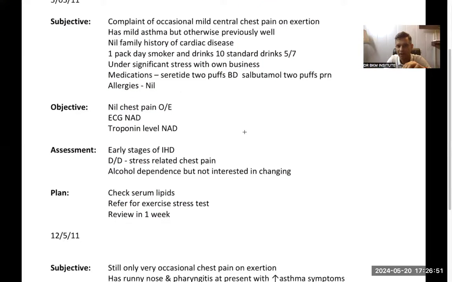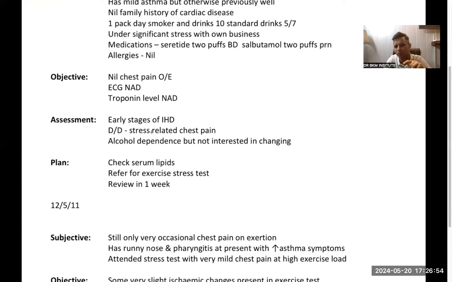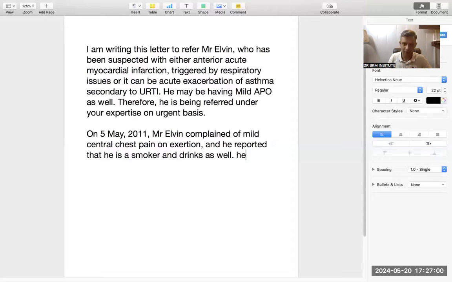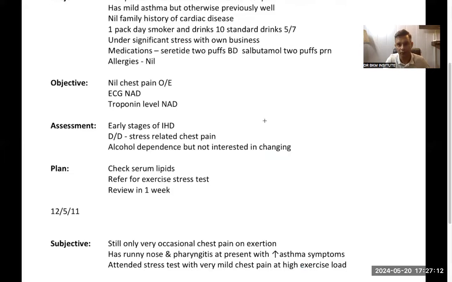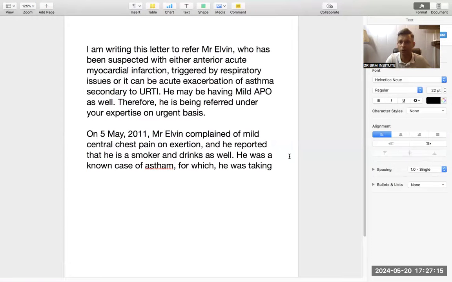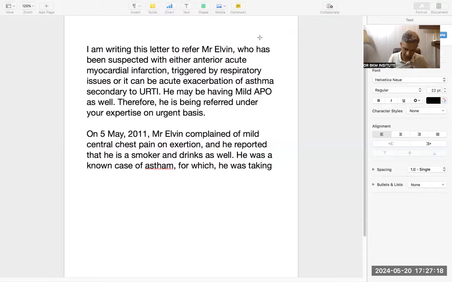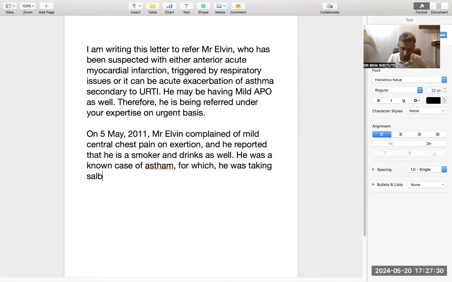Now on examination, there was nothing new. So now I don't want to waste too many words. He was a known case of asthma for which he was taking salbutamol puffs. That's it. Don't get into detail. As soon as you get into the detail, you are in trouble. So the problem is anxiety. When you get a letter like this, it's anxiety.